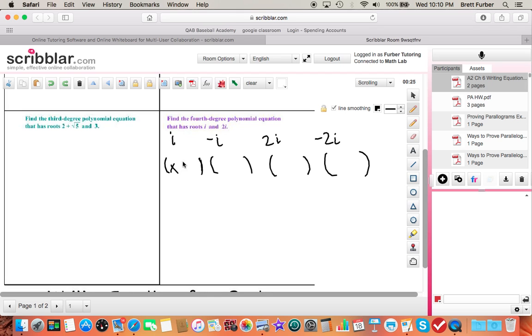So in this example, if x stands for i, then I would have to subtract i in order for that to cancel and make 0. In this example, if x is negative i, then you would have to add i to make it cancel to 0. And then the same idea here. If x is 2i, you would subtract 2i. And if x was negative 2i, you would add 2i.